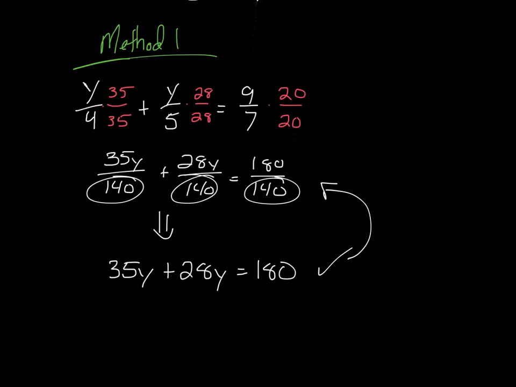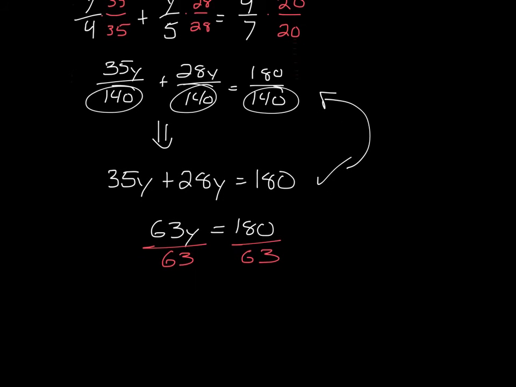35 plus 28 gives us 63y equals 180. And then we're going to divide both sides by 63. So we get y equals 180 over 63, and when I reduce that, I get 20 over 7, which should be the solution to our original equation.